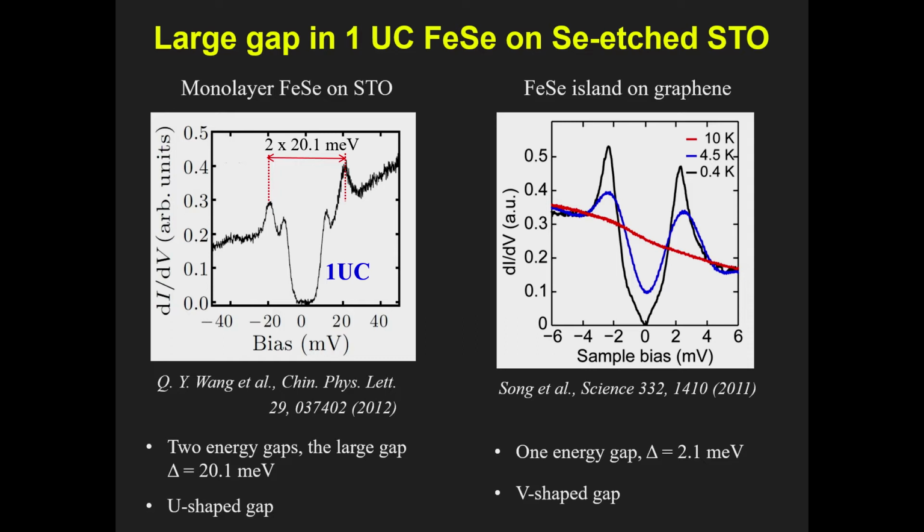That's the first finding. The second one is that in this 1 unit cell iron selenide on SrTiO3, the gap has a U shape. It means it has become a nodeless superconductor. So these 2 big differences tell us that somehow iron selenide on SrTiO3 is totally different from the freestanding iron selenide island.